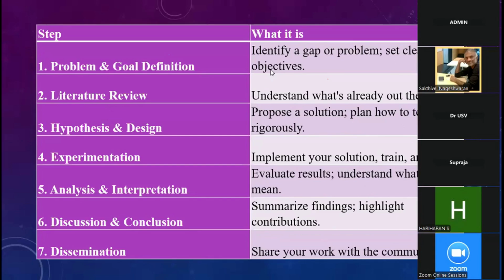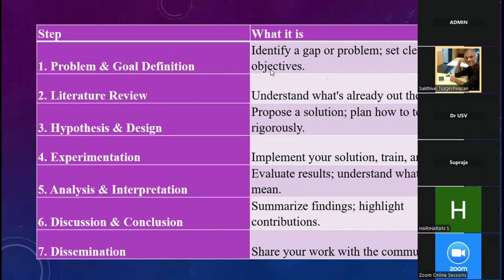So first one, identify the gap or a problem. Set a clear objective: what objective you are going to achieve, and what is the necessity of this research. If there is no necessity of the research for the particular community of people or for a particular task, then the research is totally not useful, right? So please try to implement the research in real time.